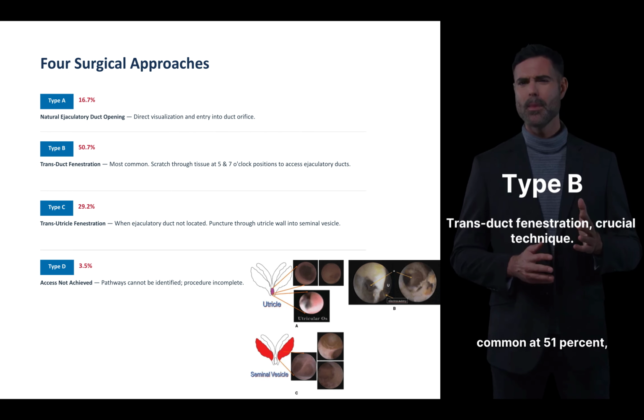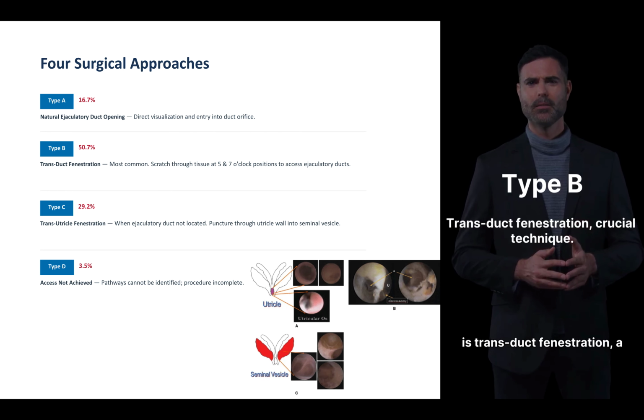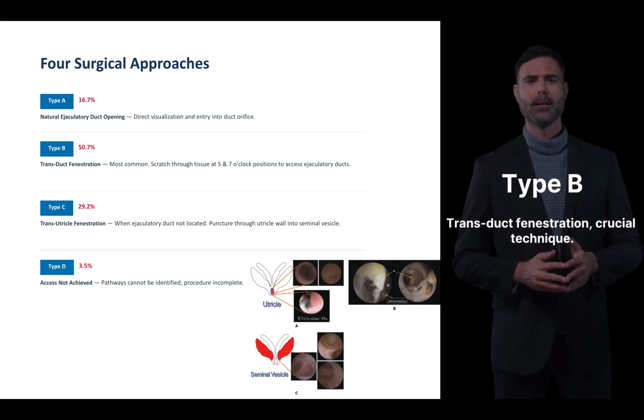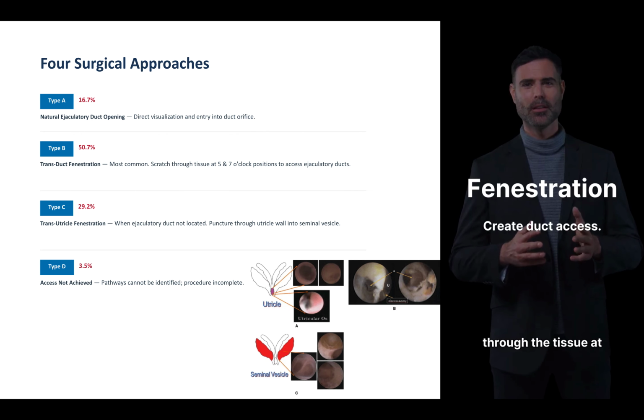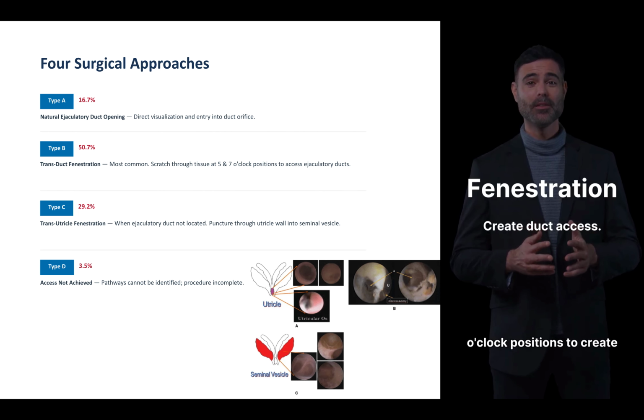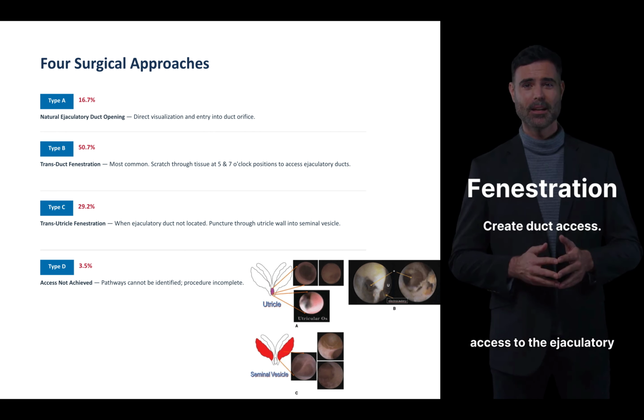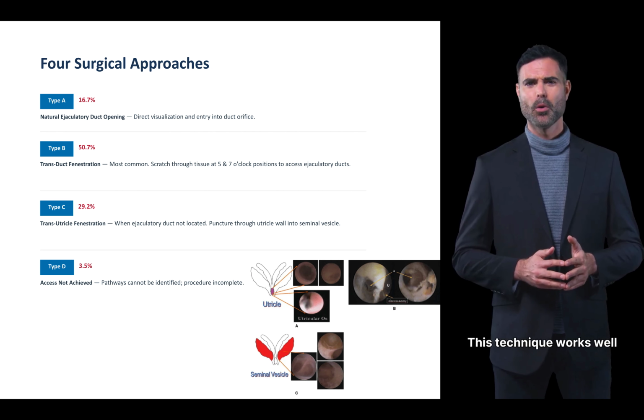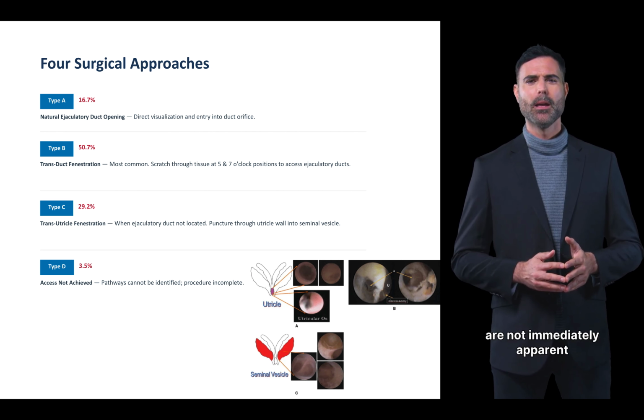Type B, the most common at 51%, is transduct fenestration, a crucial technique. Here, we carefully scratch through the tissue at the 5 and 7 o'clock positions to create access to the ejaculatory ducts. This technique works well when the natural orifices are not immediately apparent or are obscured.